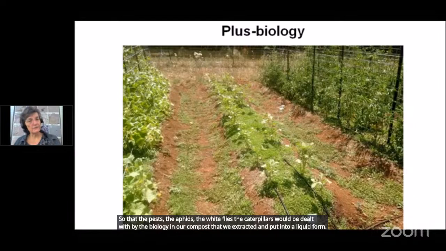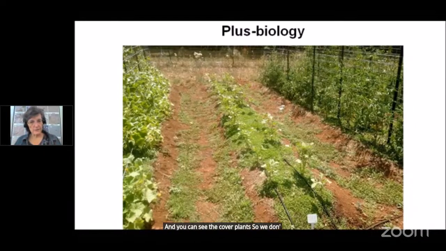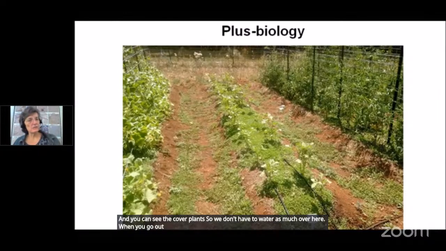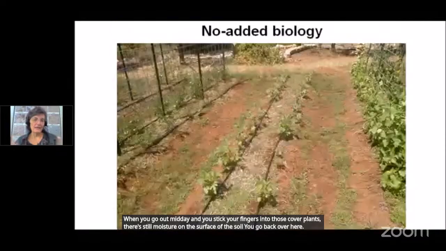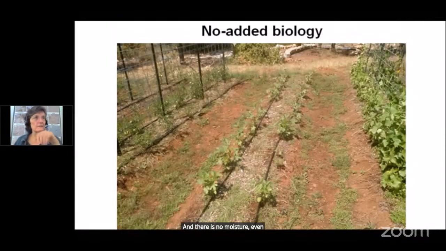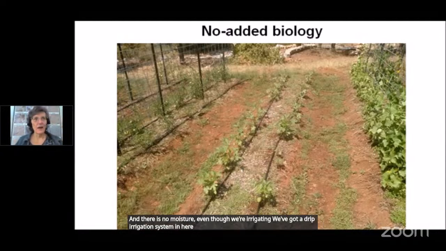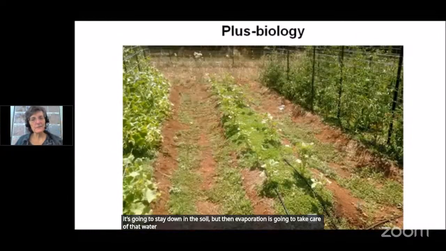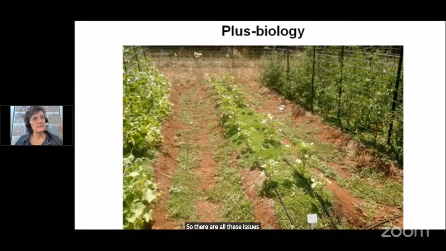And you can see the cover plants. So we don't have to water as much over here. When you go out midday and you stick your fingers into those cover plants, there's still moisture on the surface of the soil. You go back over here and there's no moisture. Even though we're irrigating, we've got a drip irrigation system in here, that water dries so rapidly from the surface. Yeah, it's going to stay down in the soil, but then evaporation is going to take care of that water pretty rapidly. So there are all these issues that we can deal with when we put biology into the system.